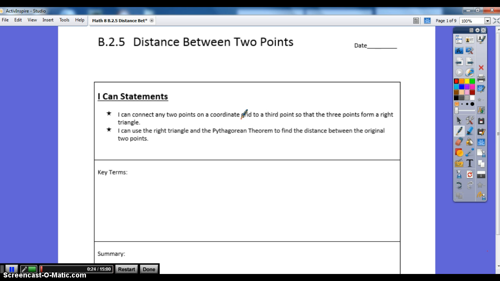Exactly, the x and the y axis, the coordinate plane, the coordinate grid, what you had to draw your Packer bowl on. So you'll be able to put 2 points on that coordinate grid to a third point so that the 3 points form a right triangle. Then it says I can use the right triangle and the Pythagorean theorem to find the distance between the original 2 points. Let's practice.